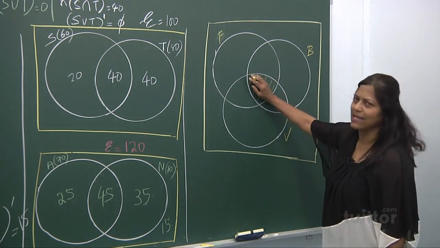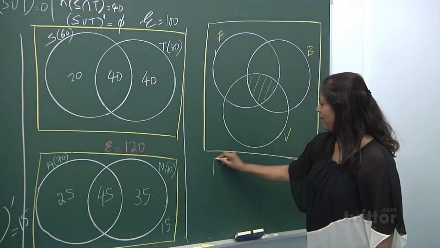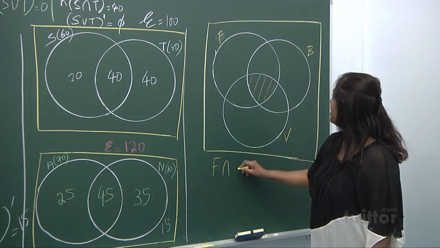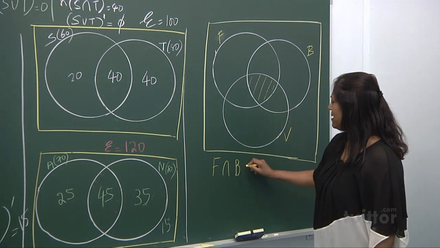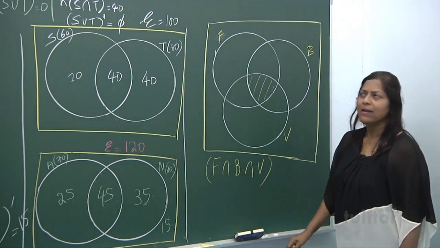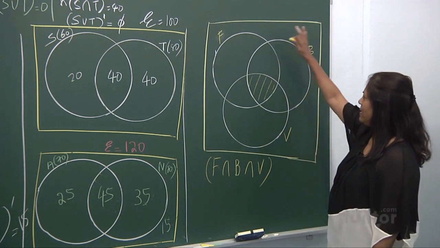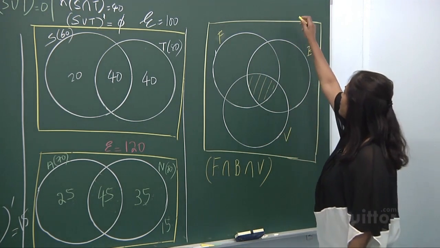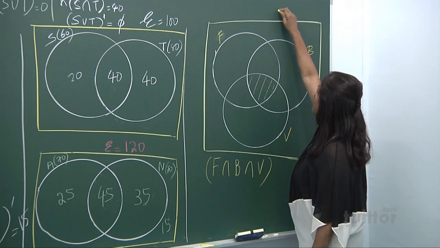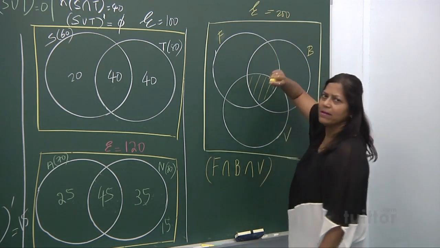So it's an intersection. We call this region, all right, F intersect B intersect V. We call that, all right? Okay, and let's put this as, in this whole thing, we have 200 pupils here in this universal set, all right?